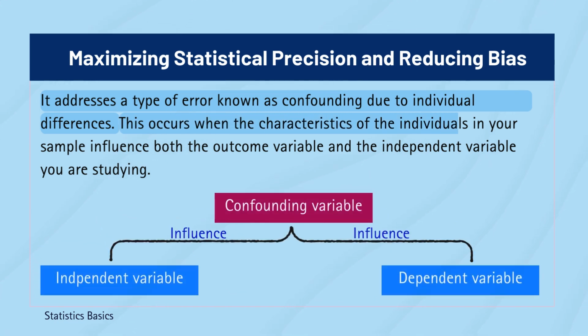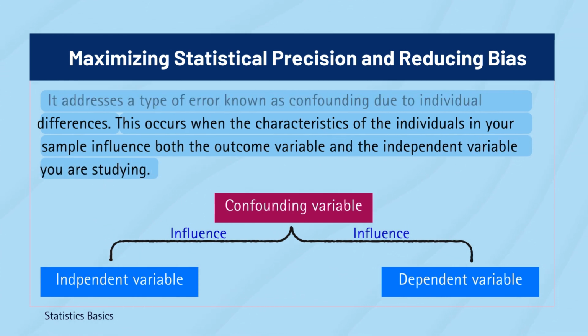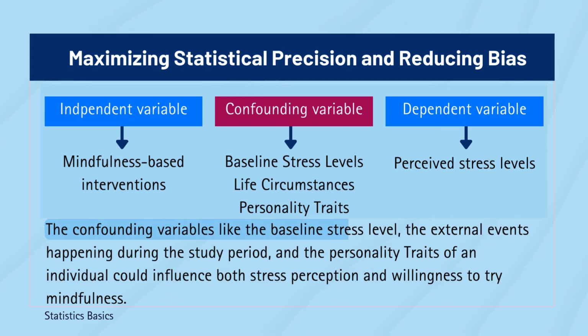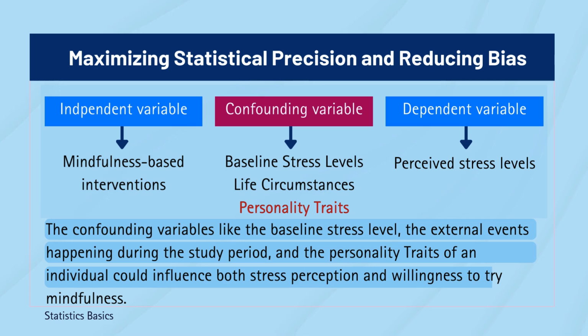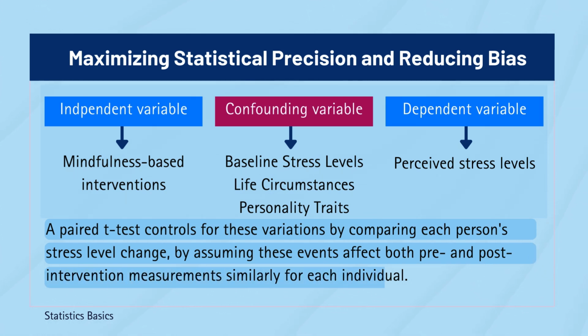This occurs when the characteristics of the individuals in your sample influence both the outcome variable and the independent variable you are studying. The confounding variables like the baseline stress level, the external events happening during the study period, and the personality traits of an individual could influence both stress perception and willingness to try mindfulness. A paired t-test controls for these variations by comparing each person's stress level change, assuming these events affect both pre- and post-intervention measurements similarly for each individual.